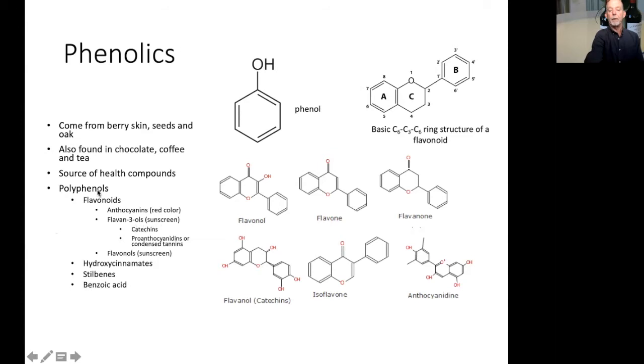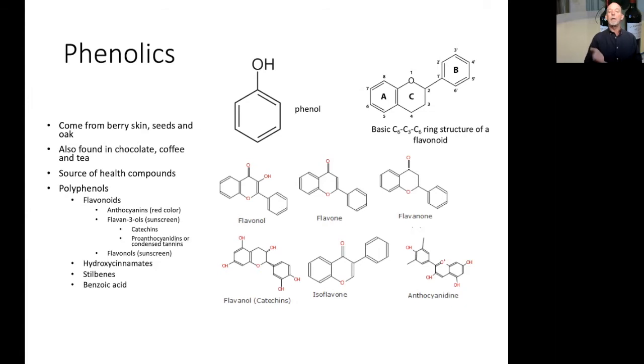So under the flavonoids, we have the anthocyanins, which are the red color pigments that we find in grapes. We have the flavonols, which act as sunscreens to protect the cells from excessive light radiation, particularly UV radiation. These include the catechins, which you also find in tea, and the proanthocyanidins or condensed tannins. We also have the flavonols. Now, I'm not going to go into the differences as to how these molecules are different, but they have been categorized by scientists, and they have different biochemical pathways.